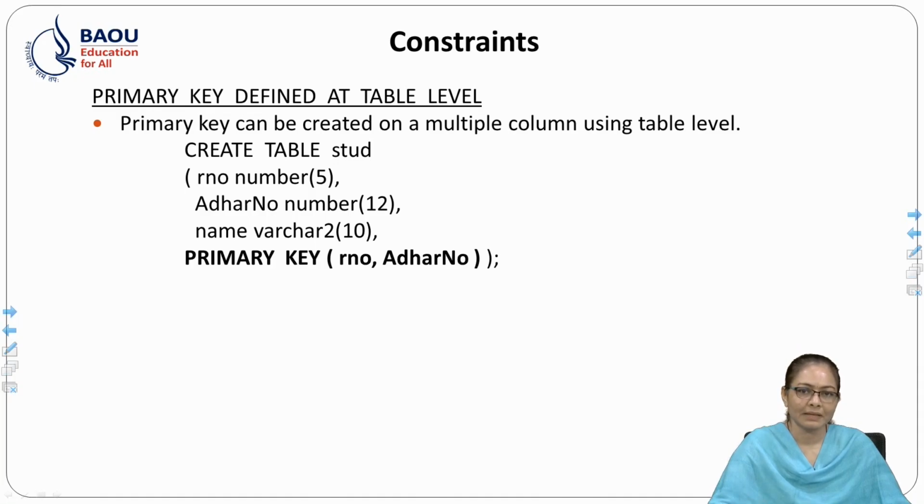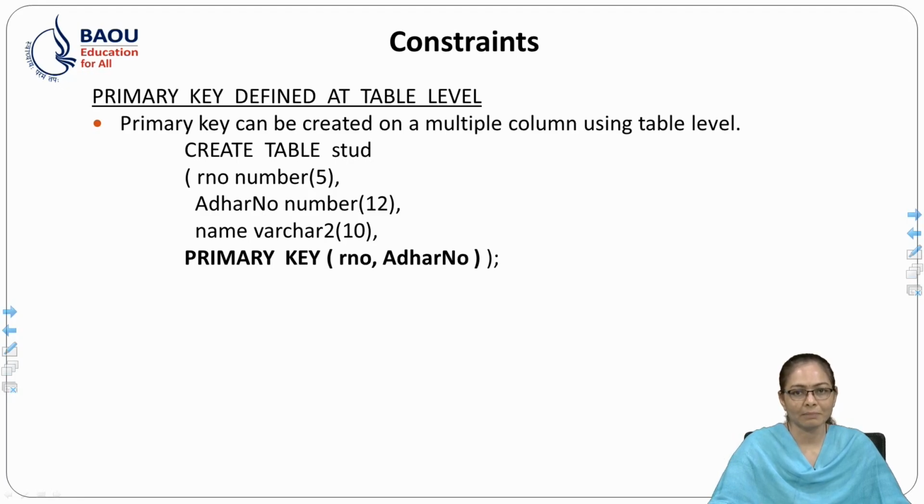For example, create table student, in the bracket roll number, number, size 5, then comma, Aadhaar number, number and in the bracket 12. Name column, data type is varchar2 and size is 10. At the table level, primary key is defined like primary key in the bracket roll number comma Aadhaar number. Both columns become a primary key. Here we make the combination of two columns, roll number and Aadhaar number, a primary key.